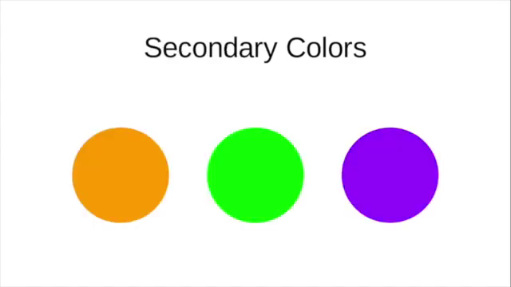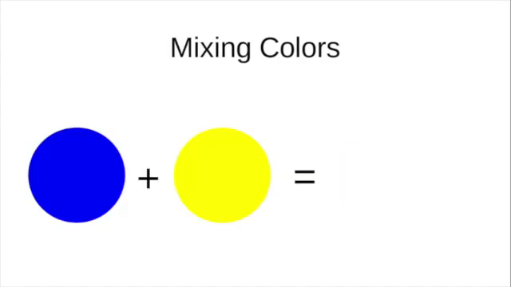You can mix 2 primary colors to get another group of colors called secondary colors. They are orange, green, and purple. The word secondary means second. Let's mix blue and yellow together. What color do you think it will make? It makes green.